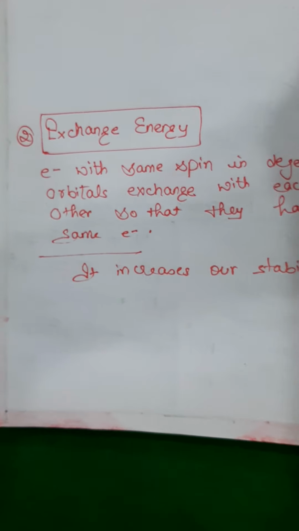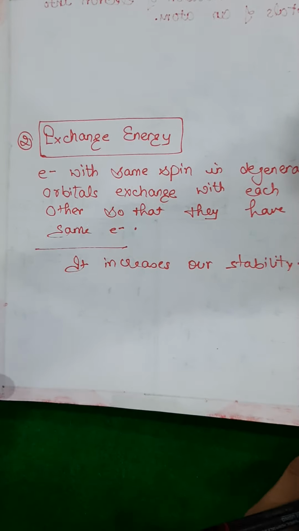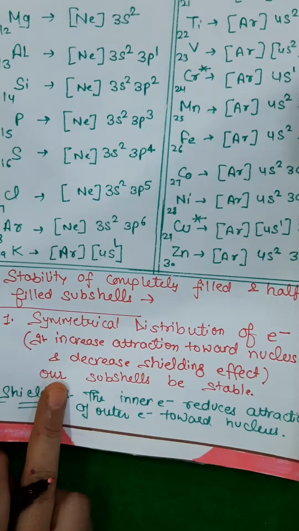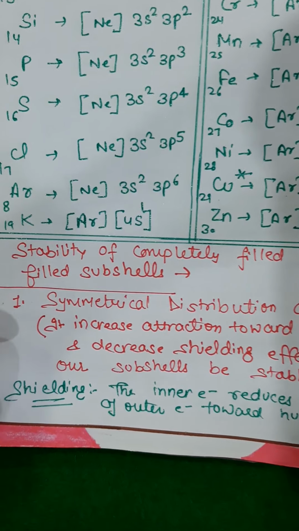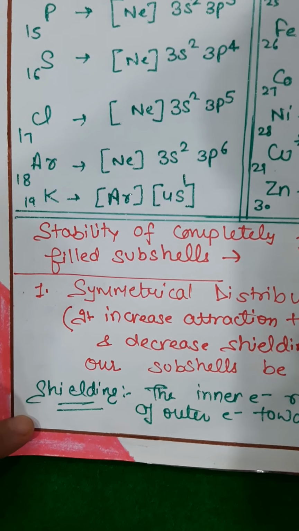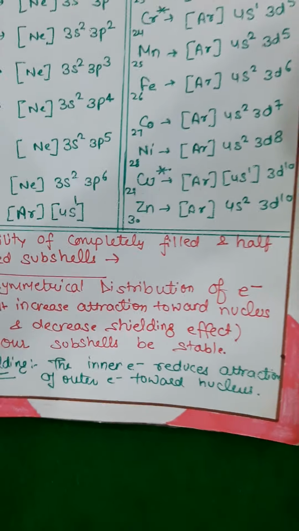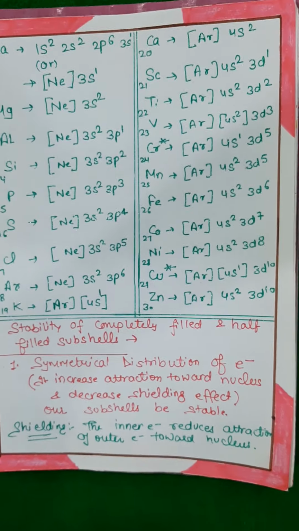So these are the two principles by which electronic configuration helps in increasing stability. The first one is our symmetrical distribution of electrons. By symmetrical distribution, the shielding gets reduced, and after decreasing of the shielding, our subshells become stable. And second is exchange energy.